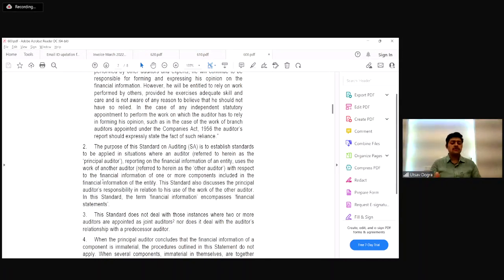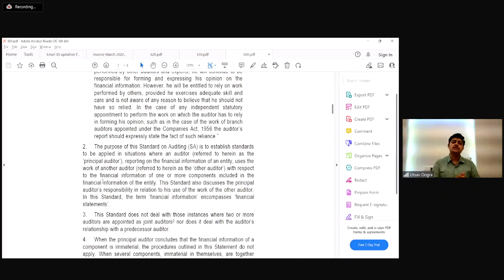So in the context of the principal auditor, when there are other auditors also involved in auditing the components of a particular organization, the standards on auditing come into the picture. The underlying responsibility of the principal auditor remains the same. However, he can place his reliance upon the audit that has been conducted by the other auditors. He can use their work.